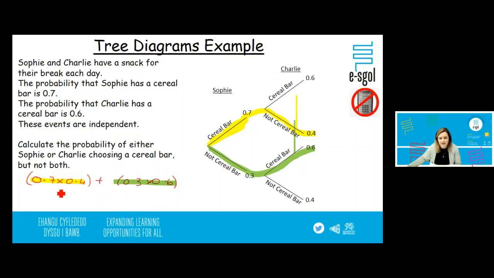So 0.7 multiplied by 0.4 is going to give you 0.28. We're then going to add that to 0.3 times 0.6, which is 0.18. Adding those together will give us our overall answer of 0.46. Now remember, probabilities can't be bigger than 1, so you should be checking at this point that your answer does actually make sense and that you are still within the 0 to 1 section.